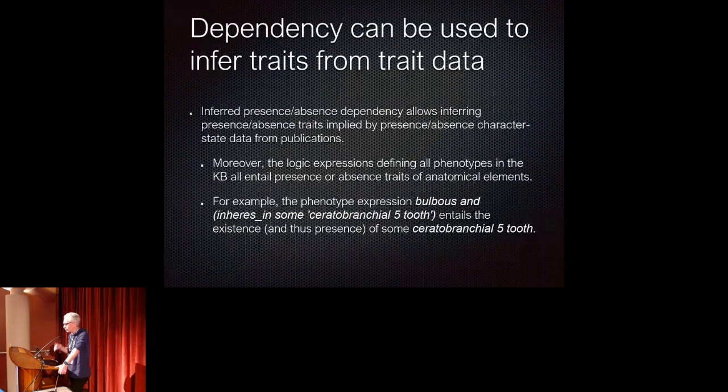And so to carry on, this dependency can then also be used to infer traits based on presence-absence dependency, right? And so there's not only the presence-absence dependencies that allow us to infer, but also OWL semantics, right? So in the phenotype expression, for example, if I have a quality inhering in some entity, OWL semantics tell us that there is actually some instance of the entity that exists, right? So I can infer the presence.